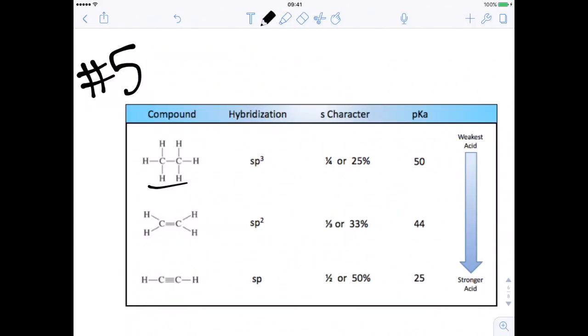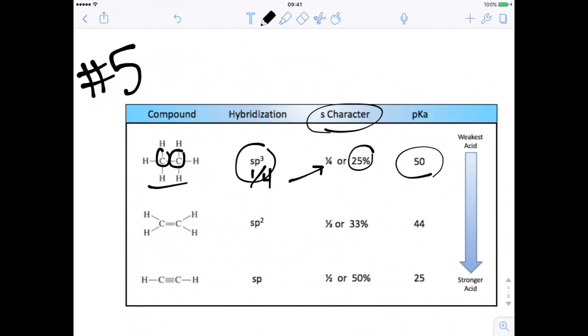As you see with ethane here, it has an sp3 hybridization because this carbon and this carbon are both attached to 4 different things. So what I mean by the s character up here is that the s contains 1 of the total 4, or 25%. And that would give you a pKa value of, just a rough estimate, 50.